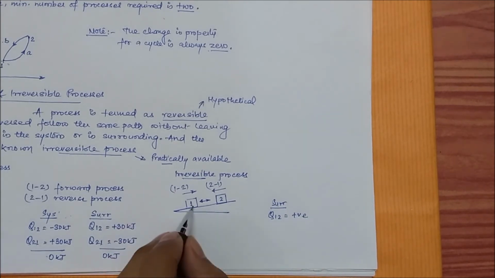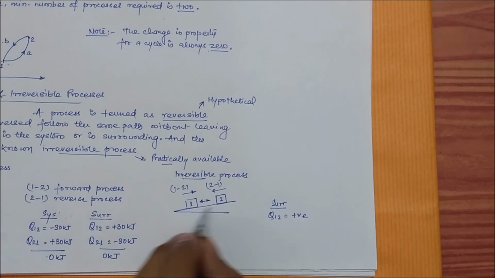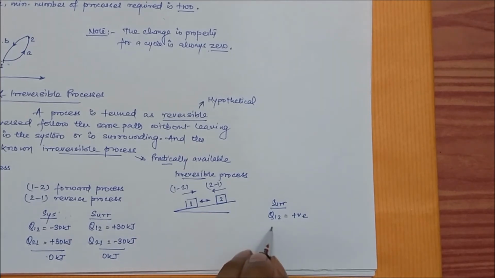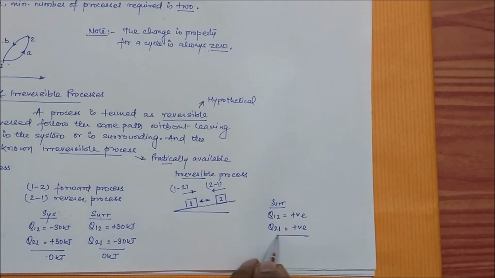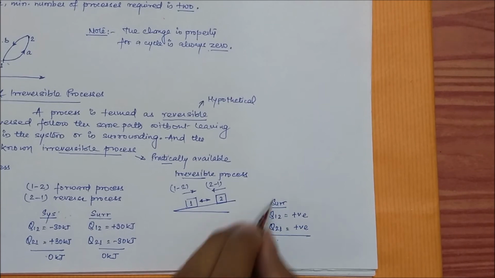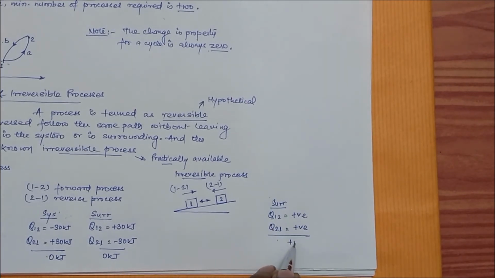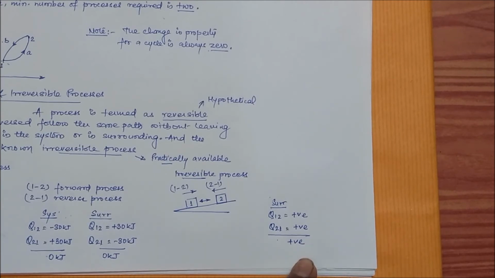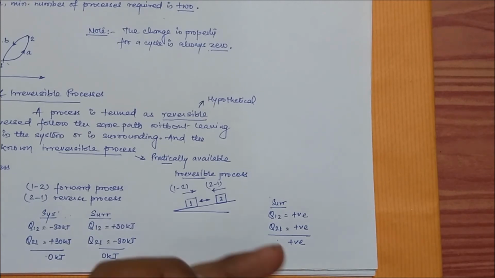Now when it is reversed from 2 to 1, again when it moves down from 2 to 1, due to the contact surface between the body and the wedge, there will be some kind of frictional loss, which will again go to the surrounding, which will again be positive. And when the body is returned to the initial position after reversing back, the net effect on the surrounding will be positive, means there will be some kind of effect in the surrounding, means it's an irreversible process.